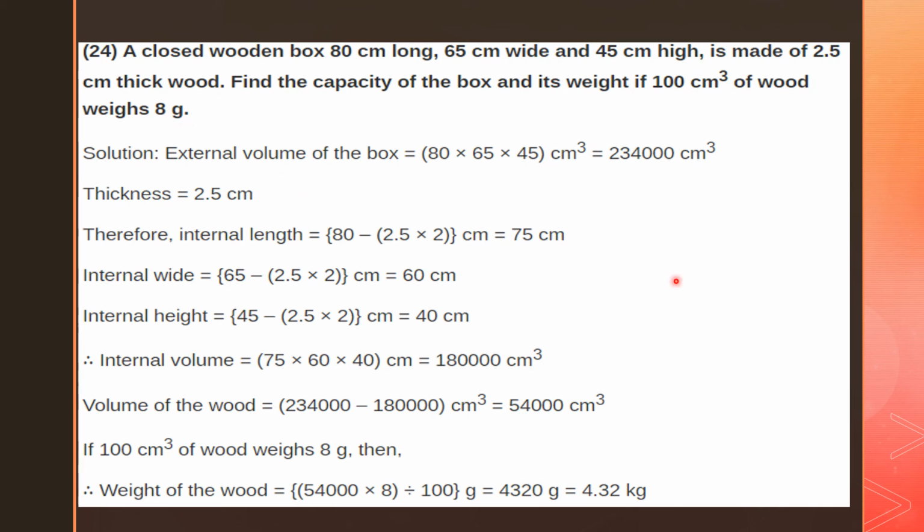So a box has external volume. If it is a three-dimensional shape, it has external volume and internal volume. If it is a box, it takes the shape of the cuboid. So external volume is given: 80 centimeter, 65 centimeter, 45 centimeter. If you multiply length into breadth into height, we get 2,34,000 centimeter cube. And the thickness is given as 2.5 centimeter.